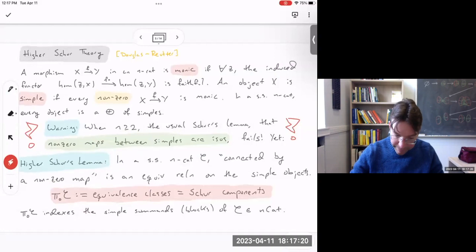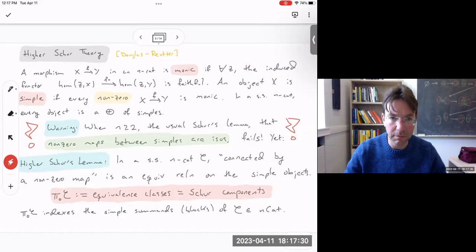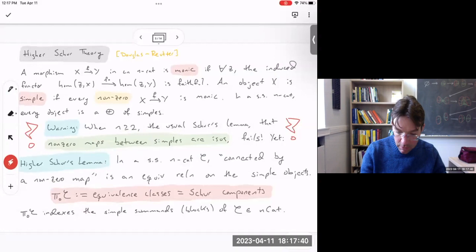The thing I want to warn you is that the very well-known Schur's lemma from one categories is subtle in higher categories. That's the kind of takeaway of this slide. So what does Schur's lemma say? Let me not just read this slide to you. Let me say it in a slightly different order.